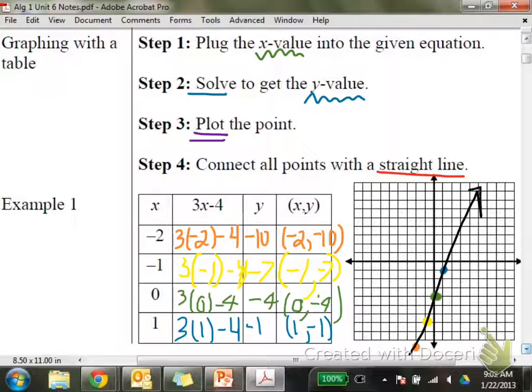What's the one thing we have to make sure we put with lines? Arrows. Why? Because they never stop. Lines never stop. They go on forever. So you connect them all with a line with arrows at the end.